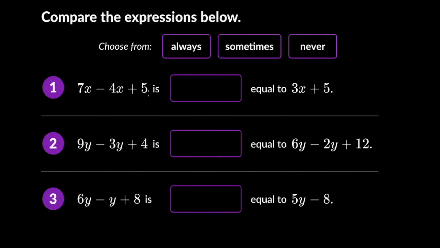Right, what we need to do for each of these statements is compare these expressions. And in this blank, we either need to put an always, a sometimes, or a never. So why don't we pause this video and have a go at that before we do it together. Okay, now let's look at this first one.